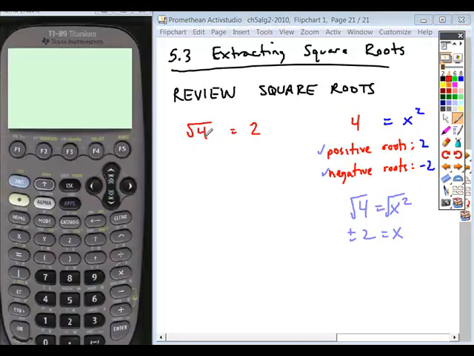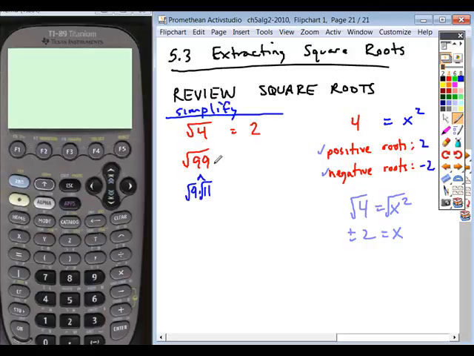Now, they won't always give you numbers inside square roots that are perfect squares. If they do, it's nice and easy, just write that integer value. But they might give you something that doesn't completely simplify, like the square root of 99. When you're simplifying the square root, you're going to look to remove any factors that are perfect squares. What factor of 99 is a perfect square? You're looking at 9 times 11. So the square root of 99 is equivalent to the square root of 9 times the square root of 11.